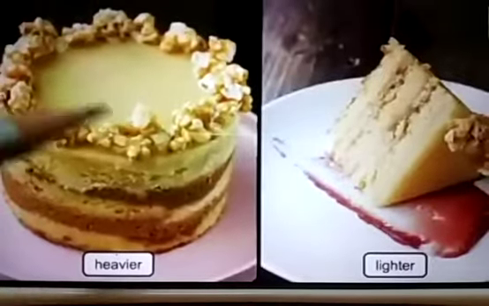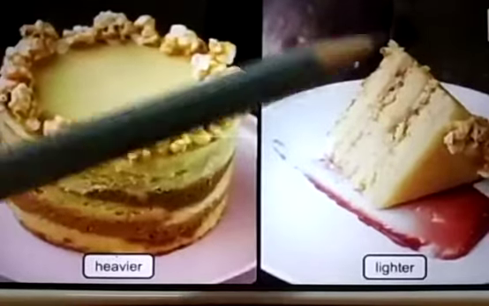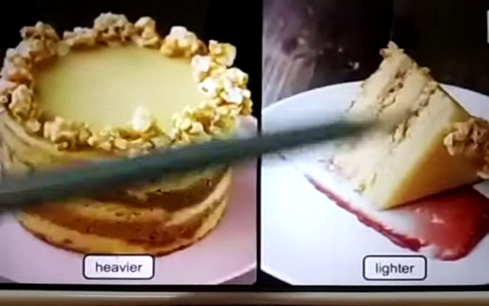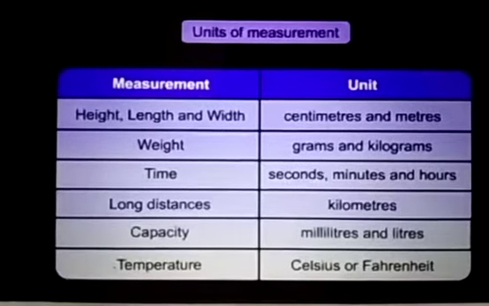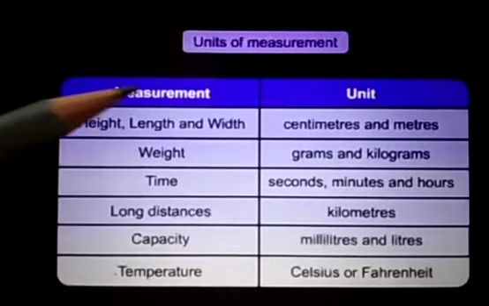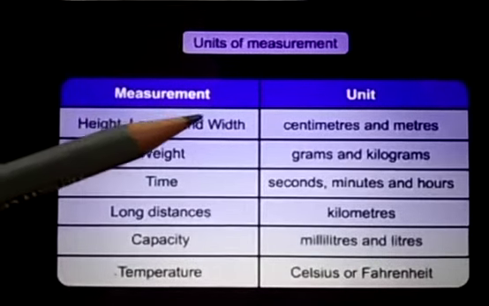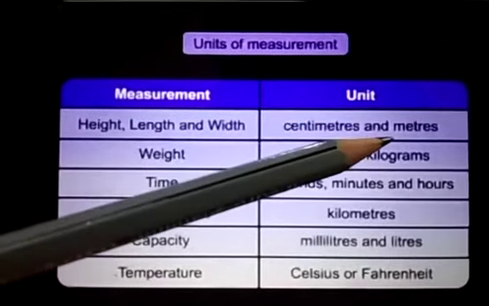Next we have the measurement of weight. This cake is heavier than this cake. This cake is lighter than this cake. There are different units in which we can measure. That is measurements: height, length and width. What are the units? Centimeters and meters.